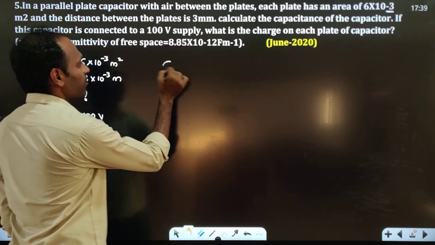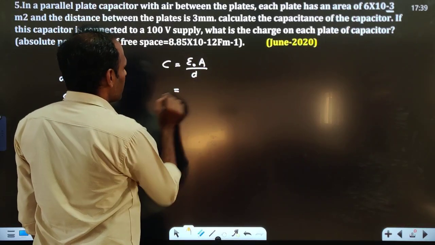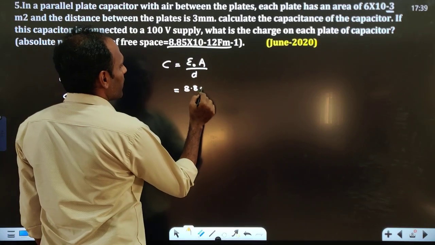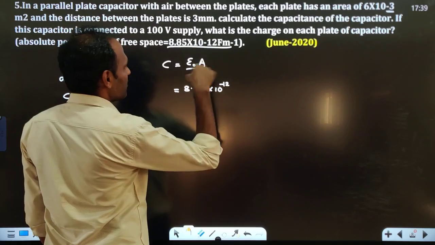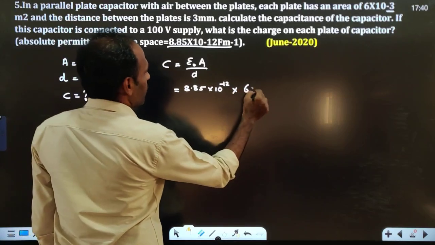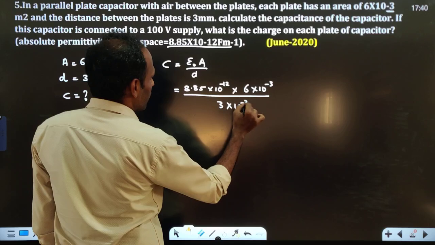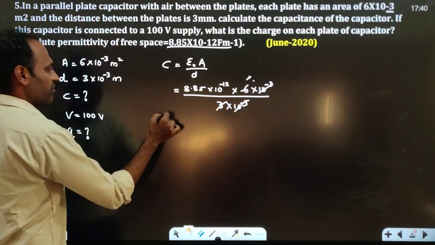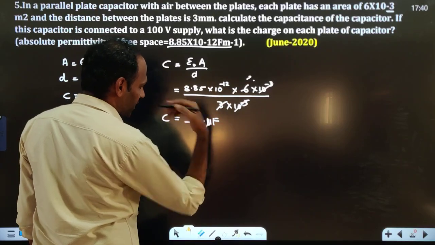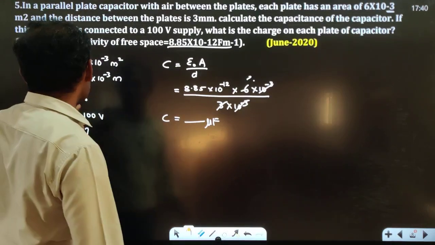Well, first let us calculate capacitance. Capacitance of a parallel plate capacitor is given by C is equal to epsilon naught A divided by D. What is the value of epsilon naught? It is given here, 10 to the power minus 12. So it will be 8.85 into 10 to the power minus 12. How much they will give? That much only you use. Don't use extra digits here. Area is given 6 into 10 to the power minus 3, divided by distance 3 into 10 to the power minus 3, right? So you have to multiply this and you will get the capacitance, and that capacitance will be in farad, and if you remove 10 to the power minus 6, you keep it in microfarad. We got the capacitance now.